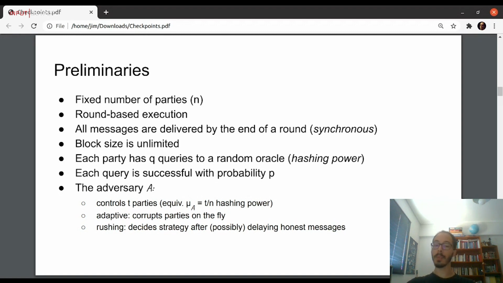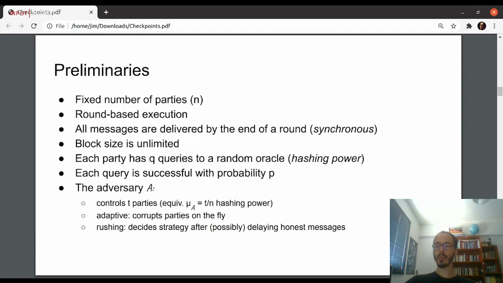And the block size, we assume that it is unlimited. This is to simplify our analysis, but it is not as restrictive as it seems with respect to the real world, because we can simulate an unlimited block size in the real world.